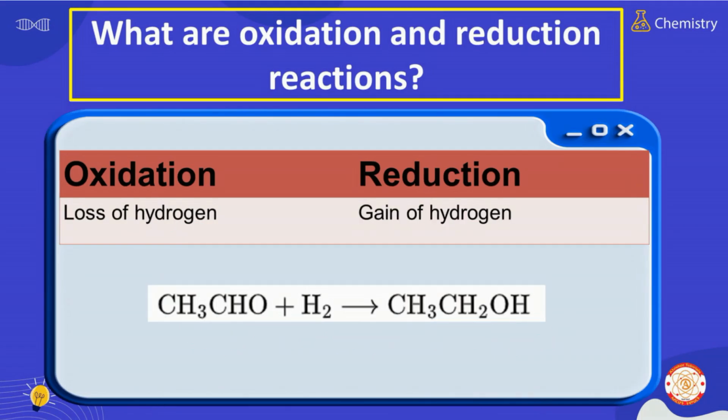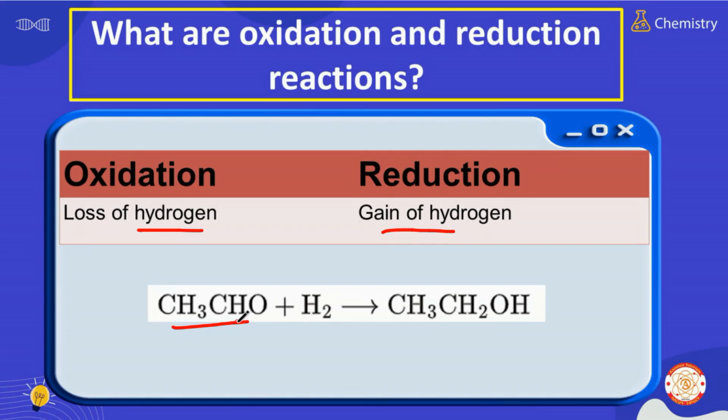Let's see another definition of oxidation and reduction. Oxidation can also be defined in terms of hydrogen. Therefore, oxidation is defined as the loss of hydrogen, whereas reduction is defined as gain of hydrogen.